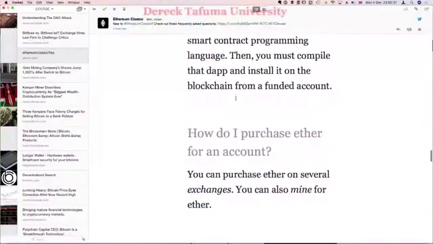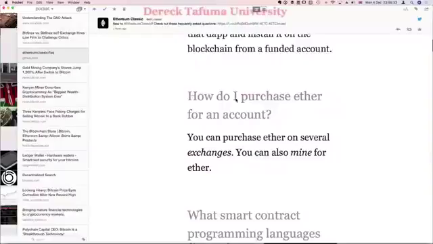How do I purchase Ether for an account? You can purchase Ether on several exchanges. You can also mine for Ether. And you can also be given some Ether. So you can mine, you can be given, or you can buy them on an exchange.